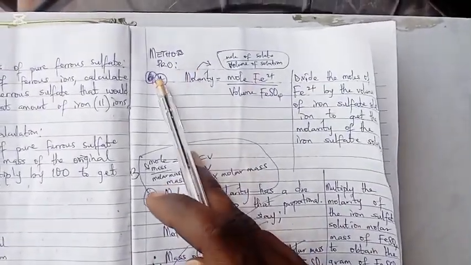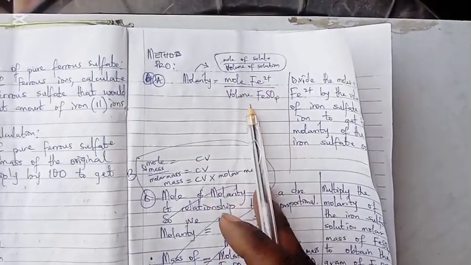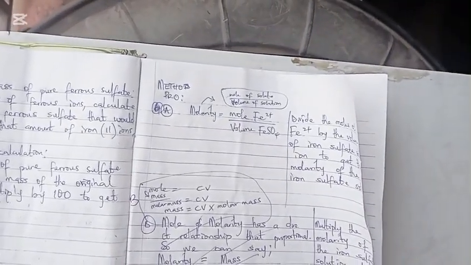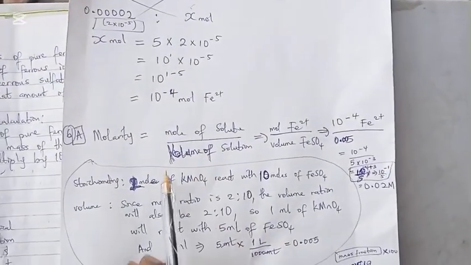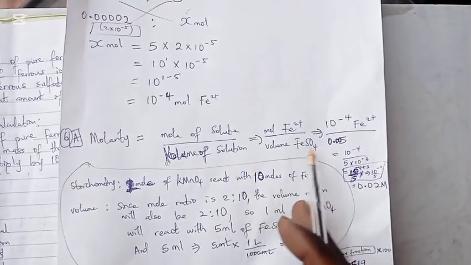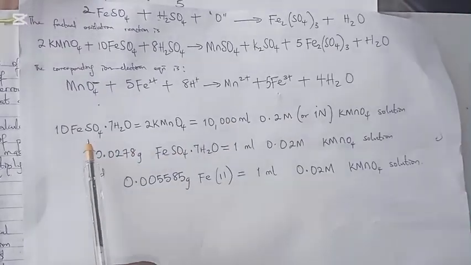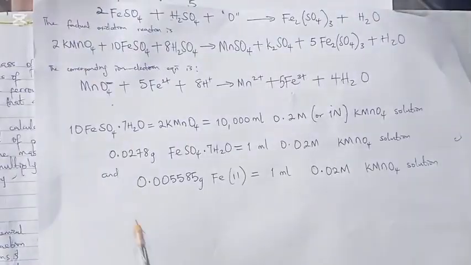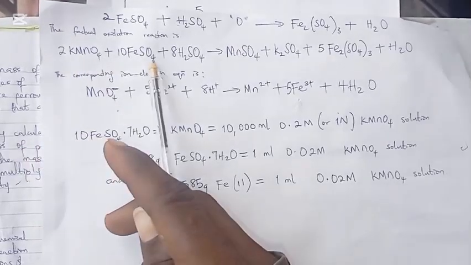I said method one. Molarity is equal to moles of solute over volume of solution, or you say moles of substance over volume of substance. So that is what I did here to get the molarity. I did moles of solute. It gave me this. Volume of solution is this 0.05, because if you check the equation of the reaction, you see that you are having 10 ferrous ions against 2 permanganate. Even look here, you see the same thing: 2 permanganate and then 10 of it.